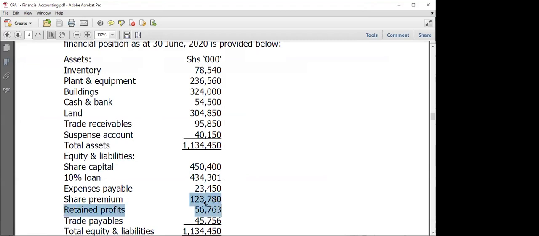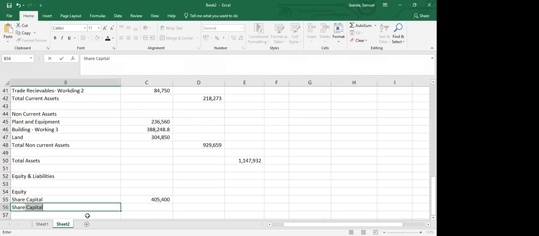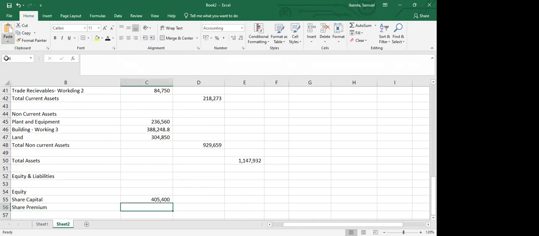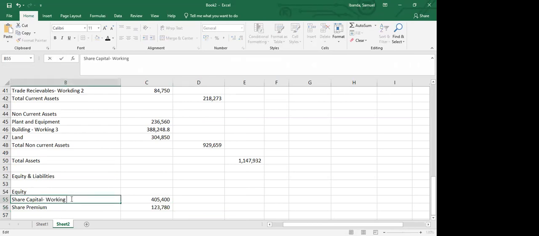So share premium, I also have to record share premium under my equity. Share premium under my equity is that. For it, there is no change. Here, I'll just put working, just so I don't forget.